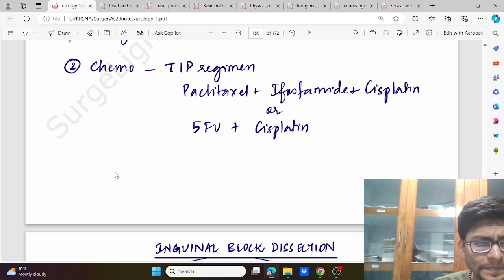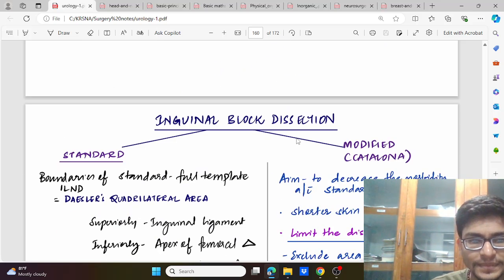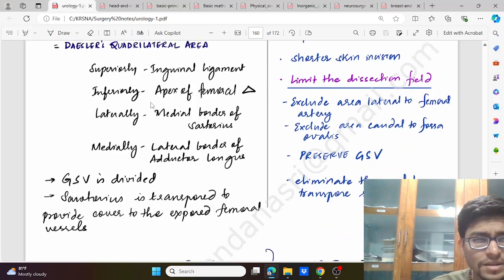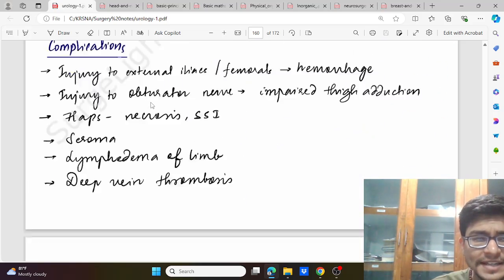So chemotherapy, where we use TIP regimen, where paclitaxel, ifosfamide and cisplatin is used, or we can use 5-fluorouracil with cisplatin. Then we'll just see the inguinal block dissection. So we have standard and modified, that is Catalona. We'll see one by one in detail.